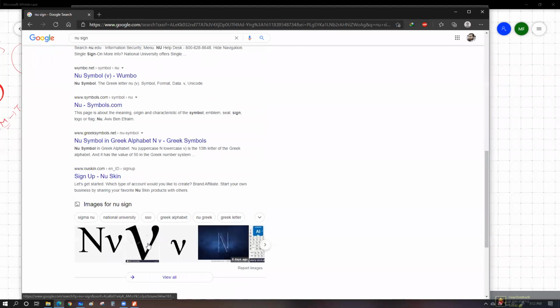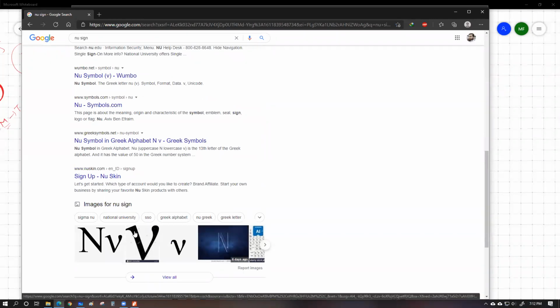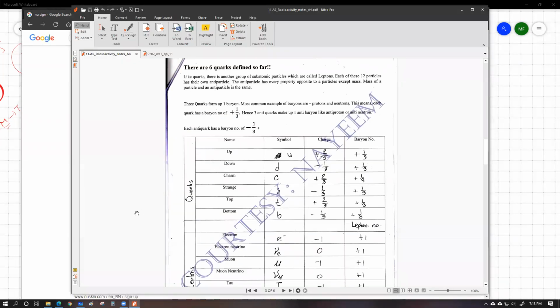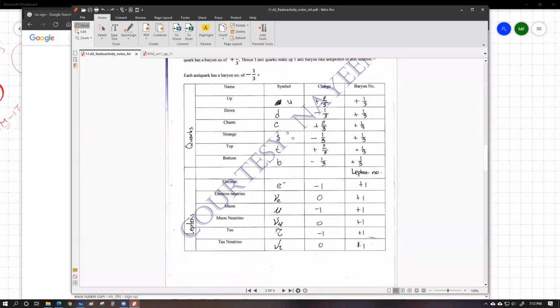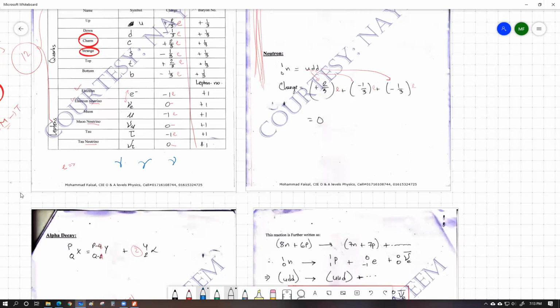This is the nu sign. A bit like a V, but not essentially like a V. It's a Greek alphabet, so it's nu. Capital nu is basically N, and the small nu looks like this. So all of these neutrinos have a generic symbol of nu. The electron neutrino has a symbol of nu, but because it is an electron neutrino, there is a subscript e. So electron neutrino is written like nu e.